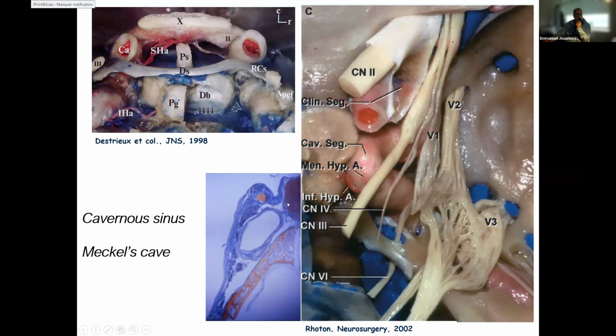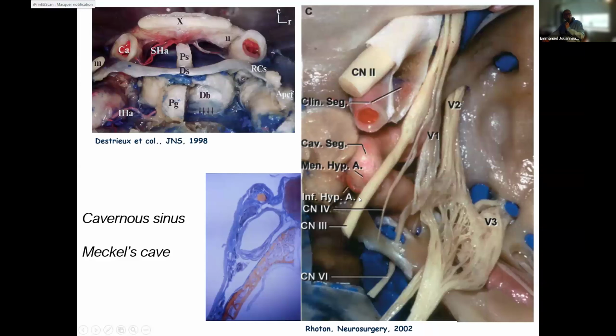You can see here in this histological coronal slide the pituitary gland. I also really like this slide because it shows the very close relationship between the pituitary gland and the cavernous sinus, with the carotid and the third oculomotor nerve. The third is here. We have the fourth, the sixth, and the V1. And we are here inside the sphenoid sinus.